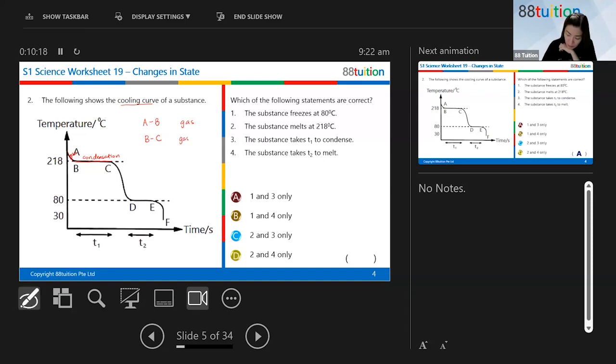All right. So while condensing, we will have gaseous state and liquid state existing together. So this point is where condensation has completed. So what is CD? Okay, so this whole stage here, what will be the state of the substance in the whole range over here?